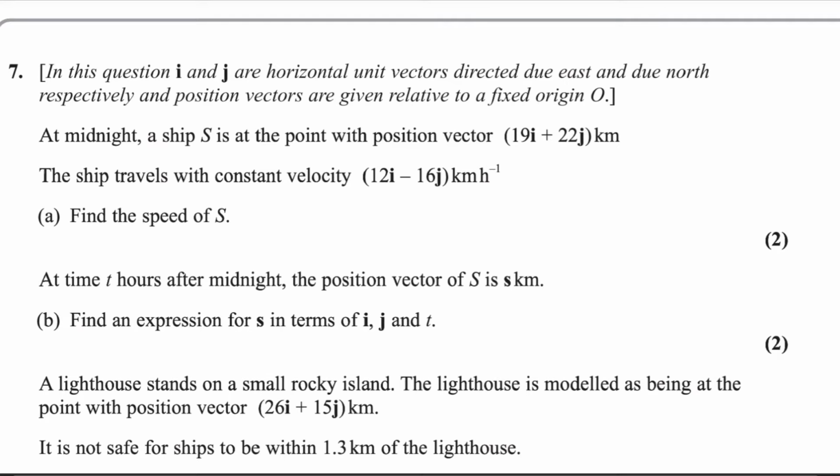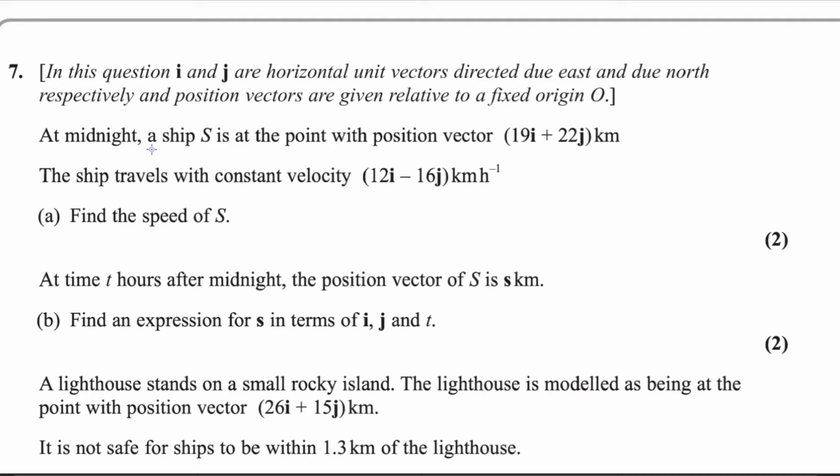Hello guys, now I will answer question number 7 from Mechanics 1 Pearson Edexcel A-level exam. The exam was taken in January 2024. In this question, i and j are horizontal unit vectors directed due east and due north respectively, and position vectors are given relative to a fixed origin O.